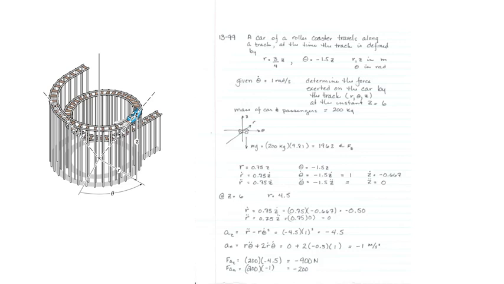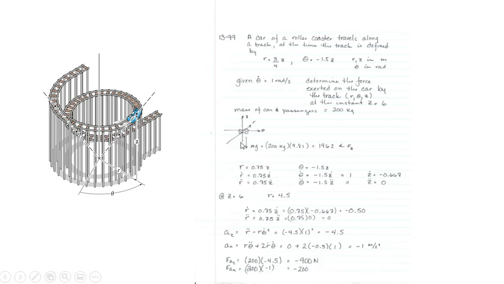Remember, when we're doing this, we want to be working in radians. We're also given that theta dot, our angular velocity, is 1 radian per second and is always maintained. We want to determine the r, theta, and z components of the reaction exerted on the car at the instant z is equal to 6 meters. And the car and the passengers have a total mass of 200 kilograms.